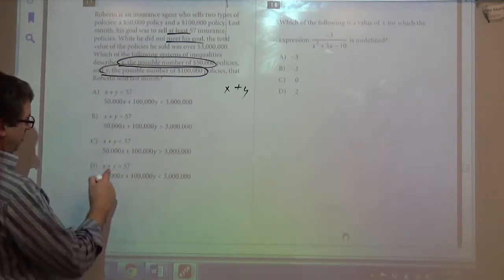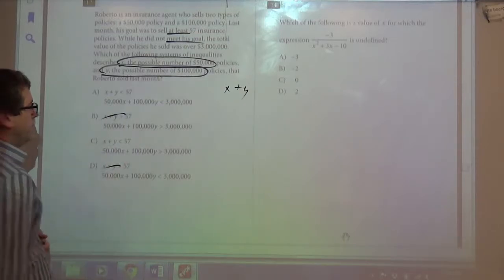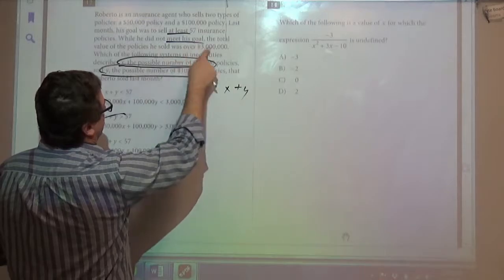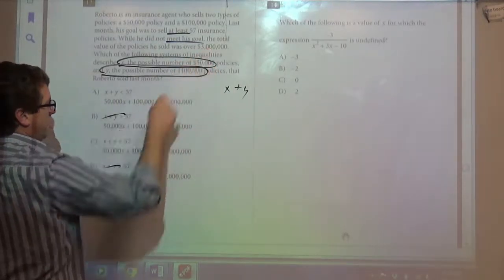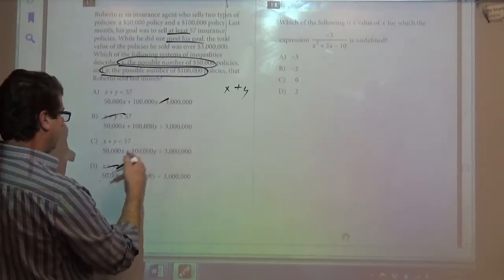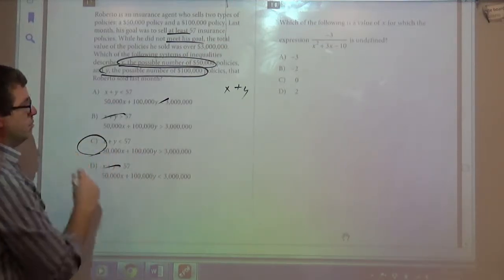This is greater, so it's not those. And the total was over 3 million, so that means it's bigger than 3 million. This is smaller, it's not that. This one's bigger, there you go, it's C.